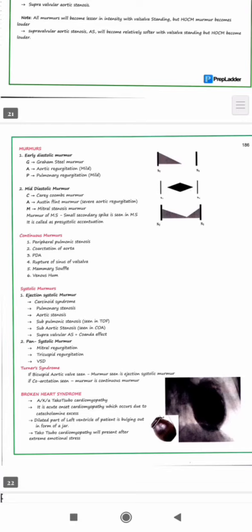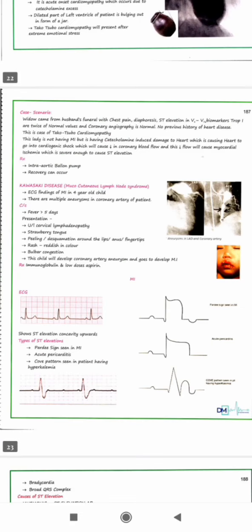Now we have an image showing broken heart syndrome, that is Takotsubo cardiomyopathy, which is an acute onset cardiomyopathy due to catecholamine excess. Now we have a very beautifully explained case scenario which you are going to read. And now Kawasaki disease, which is of immense importance in your professional exam.